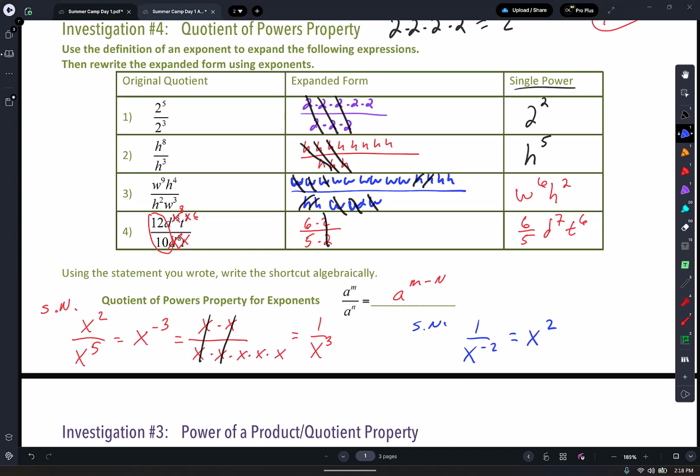What was it called? How do you reciprocate? Be careful with the word reciprocal. There was a word for the tipping. Because reciprocal would have been x to the negative 2. So you just got to be careful, right? I guess flip-flop's probably a good word.